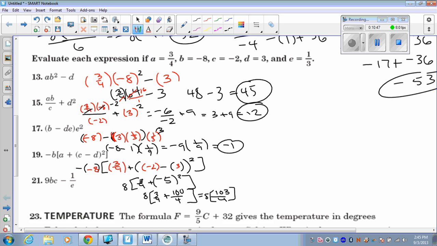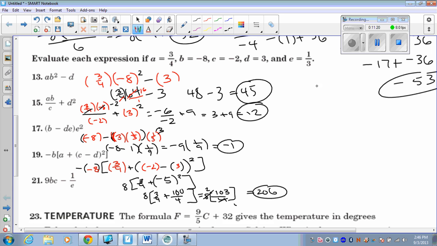Alright. Did I do that right? Let's just go back and double check. These numbers are getting ugly. Alright, negative 5 squared, that's 25. Okay, so now I see 8 up top, 4 in the bottom. I'm going to reduce that to 2 over 1. 8 over 4 is the same as 2 over 1. So 2 times 103 is 206. And we're done.